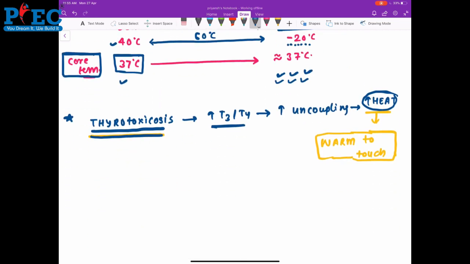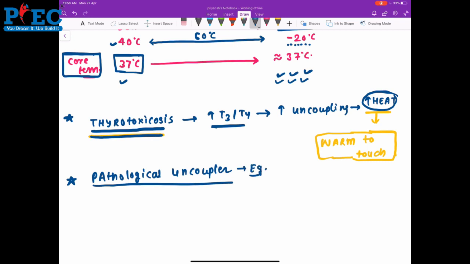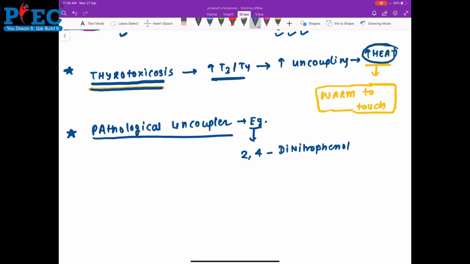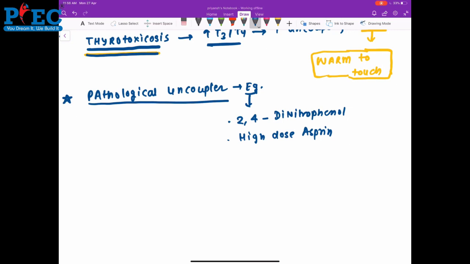In the same way, there are some pathological uncouplers. Normally they are not found in the body, but if they are ingested, they can lead to uncoupling. So we should know the examples of pathological uncouplers. The first example that we should know is 2,4-dinitrophenol. Then the second example is high dose of aspirin. Then the third example is dinitrocresol. So these are the various examples that we should know.